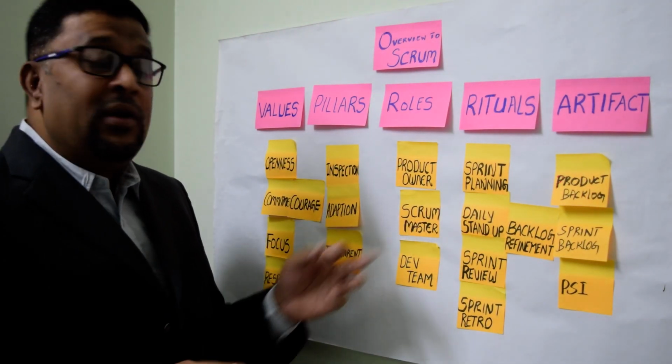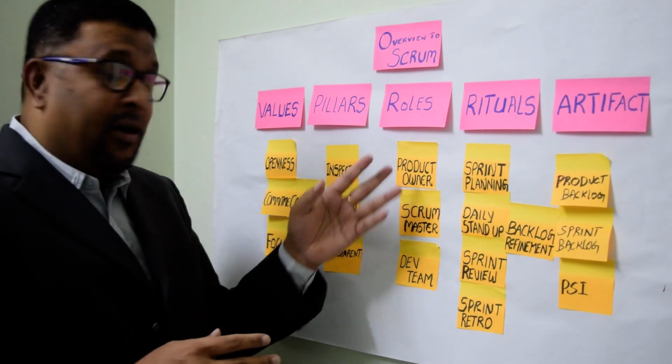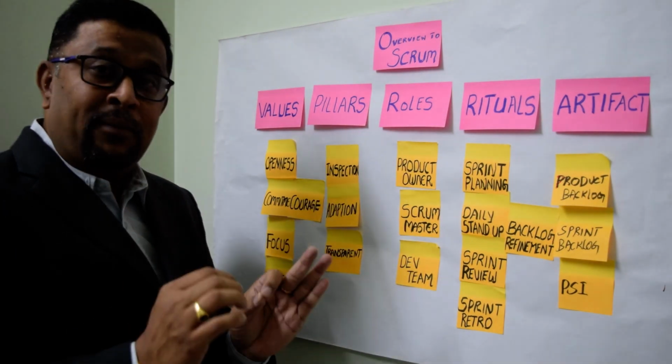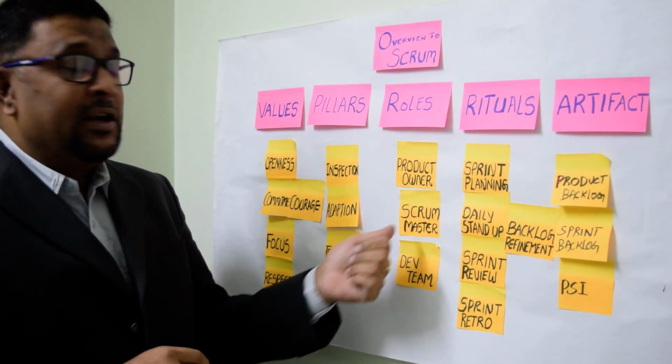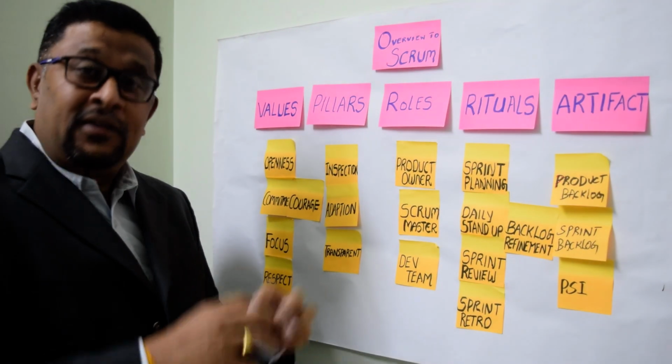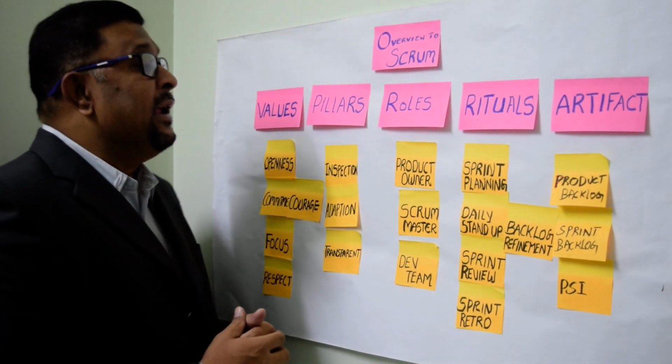And the second role is Scrum Master, which is a servant leadership role. And by the way, all these are full-time roles, no part-time, right? All these are full-time roles. He is a servant leader. And the third one is the development team. So these are the 3 important roles in Scrum.